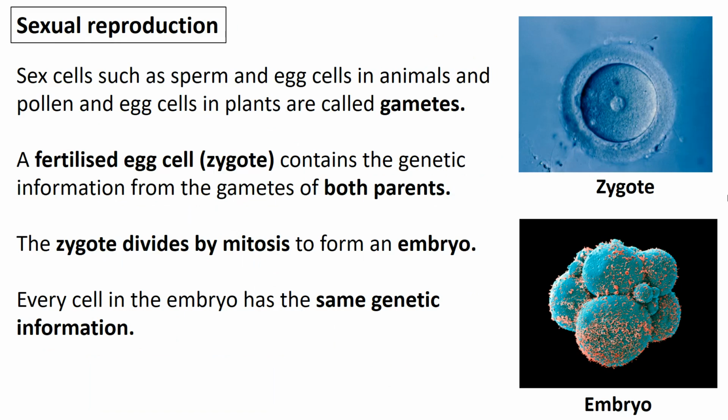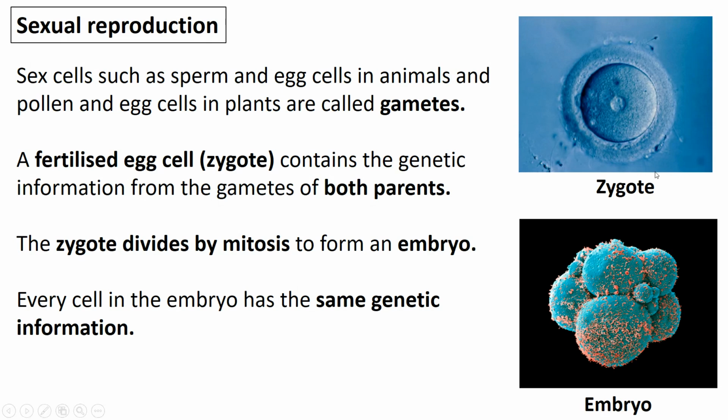If we think about sexual reproduction, then, how organisms reproduce sexually, they require sex cells, such as sperm and egg cells in animals and pollen and egg cells in plants, and we call sex cells gametes. A fertilized egg cell, which we would call a zygote, contains the genetic information from the gametes of both parents, because the sperm and egg will fuse together to form the zygote. So what happens is the genetic material becomes shared in that zygote. Half of the chromosomes have come from the sperm, half have come from the egg.